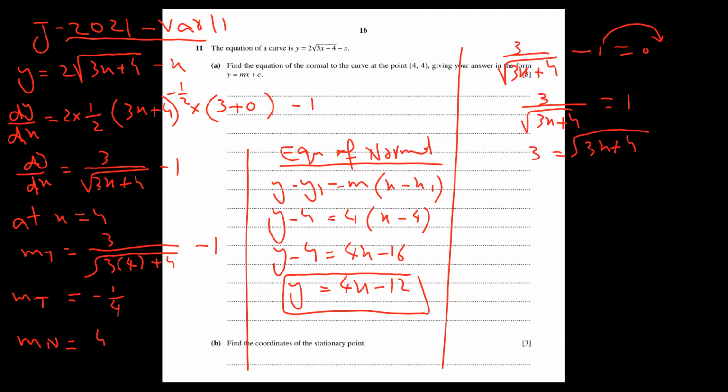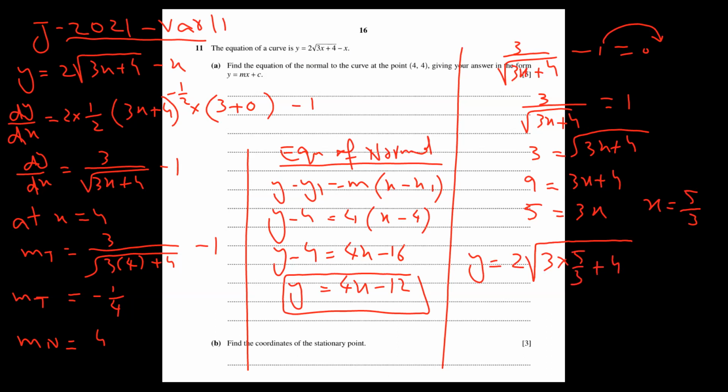Now I have to remove the roots, so squaring both sides. And 4 comes to this side. We get 5, and the x value turns out to be 5 over 3. But x is not the only target, so after this we'll go for the y coordinate. So this value we plug into our actual question. So y equals 2 root of (3 times 5 over 3 plus 4), minus 5 over 3.